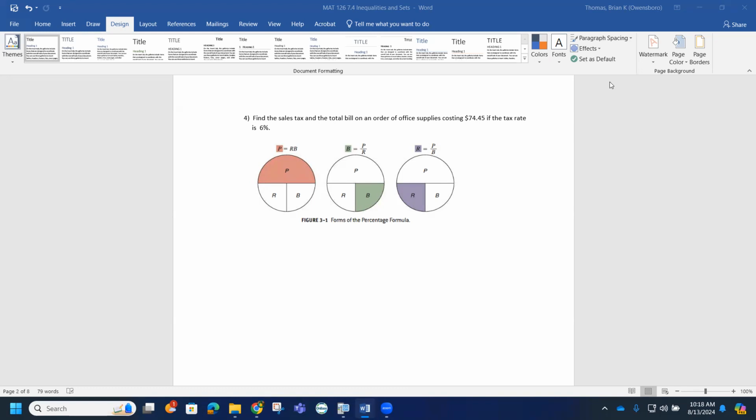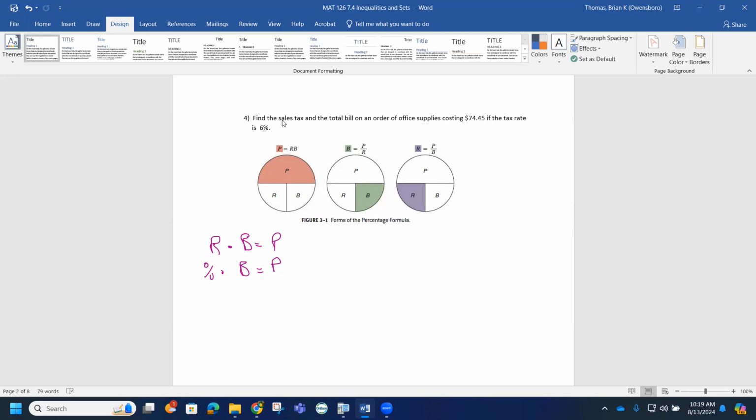So again, in percent applications, we can use this model as a strategy to help us work our way towards the answers. The rate times the base amount is always equal to the part, or the percentage, if you will. So this is our interest rate, which is usually our percent, and this is our original amount. And then this is usually our part or portion. Notice how these can all be laid out in terms of these circles as well.